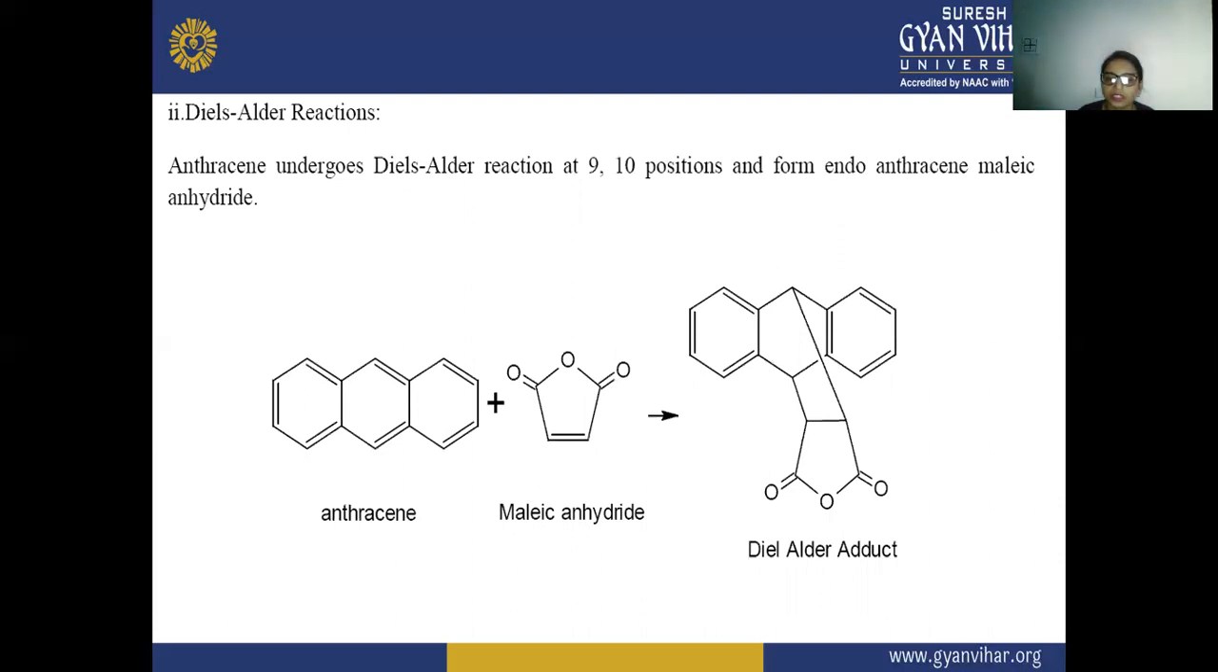So here you can see on the ninth and the 10th position, this maleic anhydride is attacking. So here this ninth and the 10th position, one from this bond and another from this bond, it is forming a bond, and there is a formation of this product here, and you can see the double bond is removed from here, and there is a formation of this adduct here. Endo-anthracene maleic anhydride.